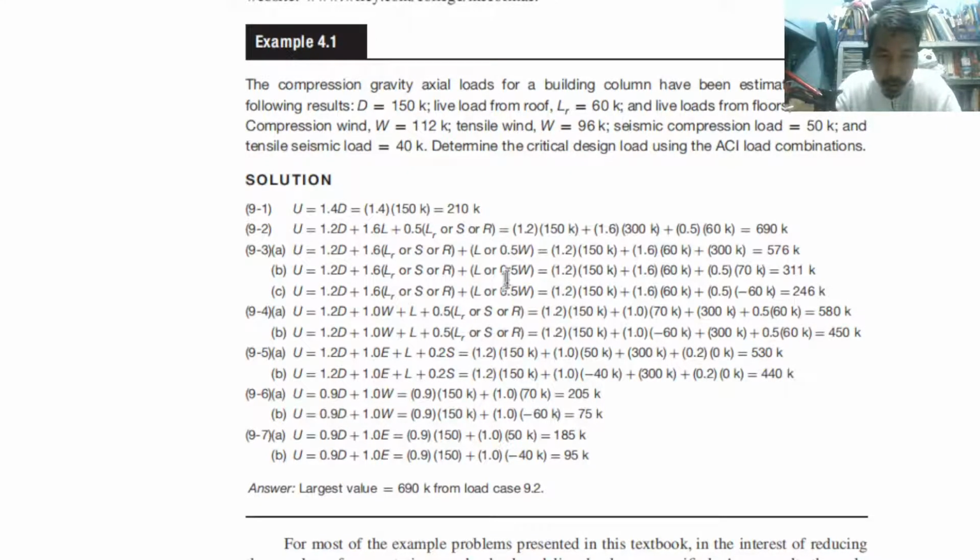Okay. Next, in this case using the compressive wind. Compression wind is 112. While the tensile wind is 96. So let us do that. So 1.2 times 150 plus 1.6 times 60. So this 60 is roof load, times 0.5 times 70.